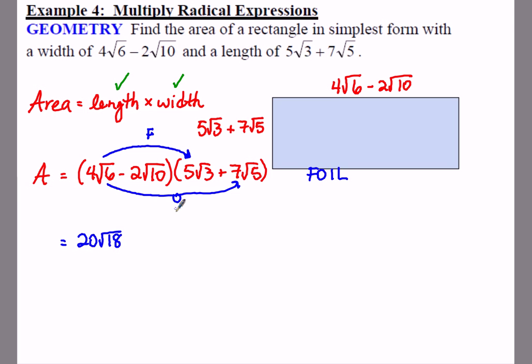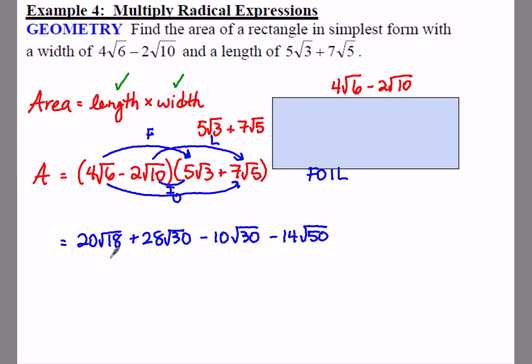So you take 4 radical 6 times a positive 7 radical 5 gives us 28 radical 30. So there's your O. Then we multiply the I's, so you get minus 10 radical 30. Then you multiply your last terms. So we're going to have negative 2 radical 10 times a positive 7 radical 5 gives us negative 14 radical 50.